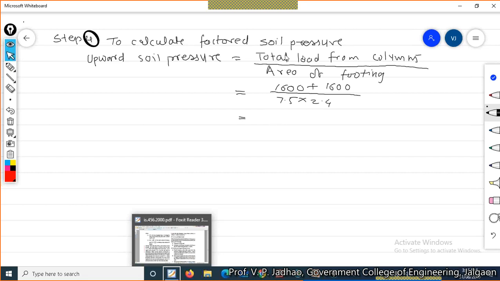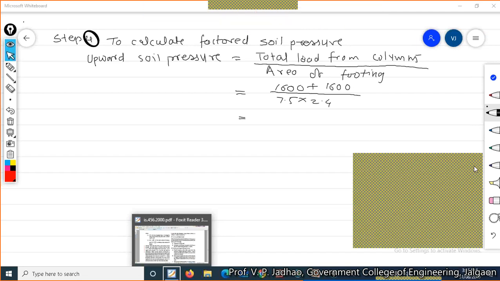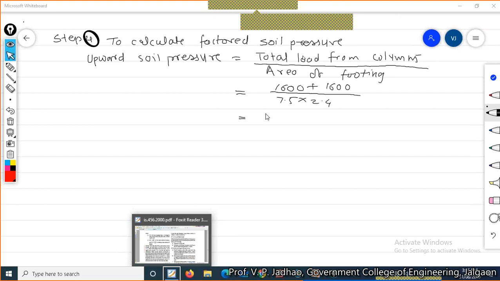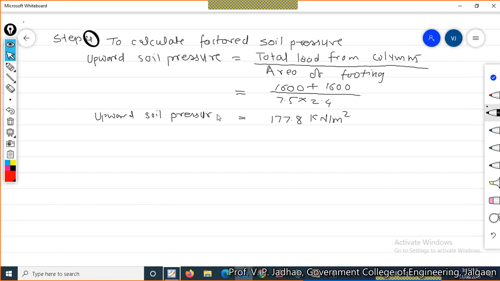Okay, we have to use the calculator simultaneously. So how much is it? 177.78, or we can directly write 177.8 kilonewton per meter square. This is upward soil pressure, unfactored. This is upward soil pressure due to load of your footing.